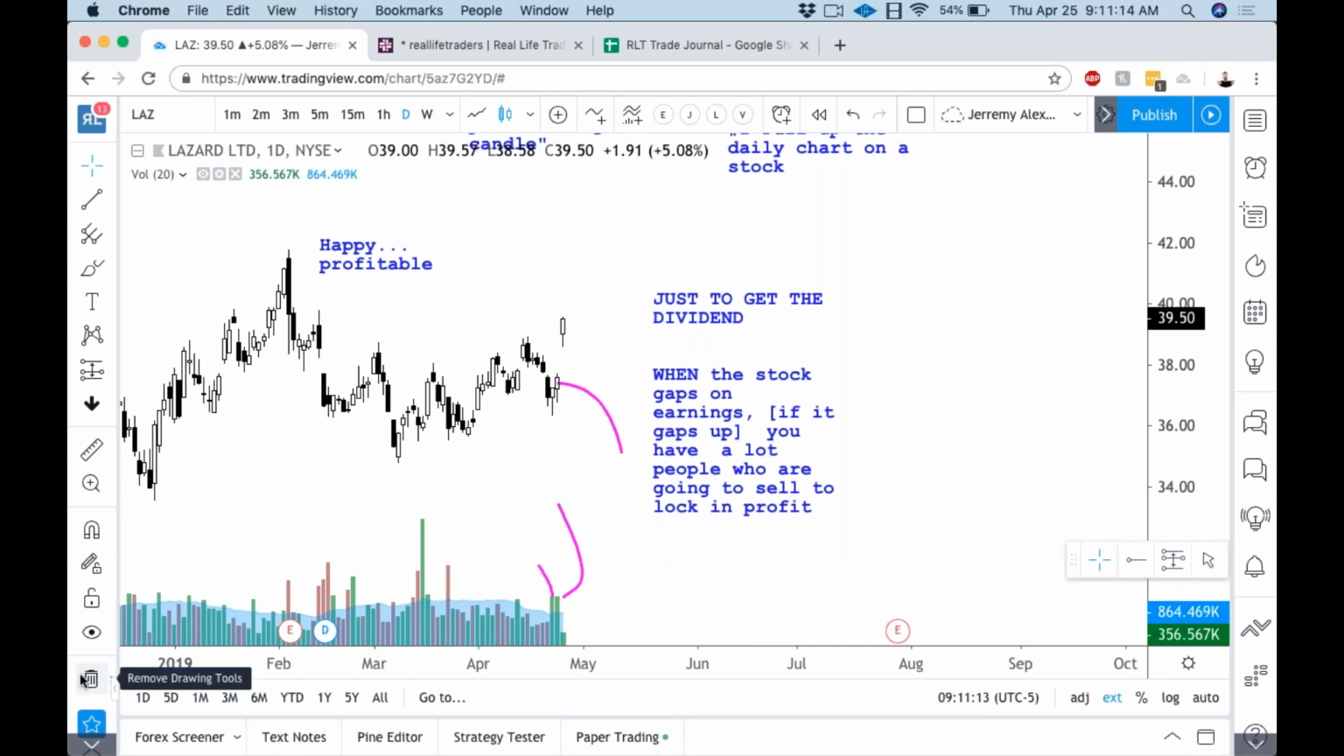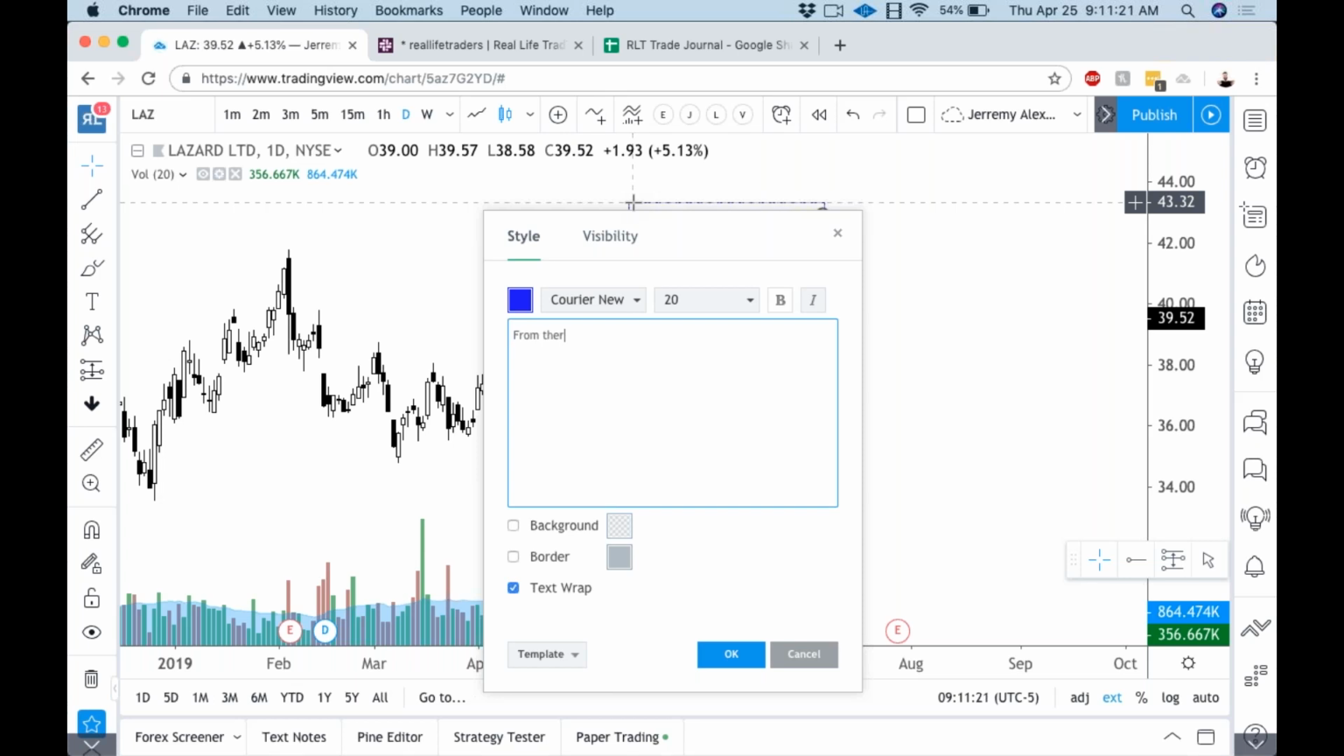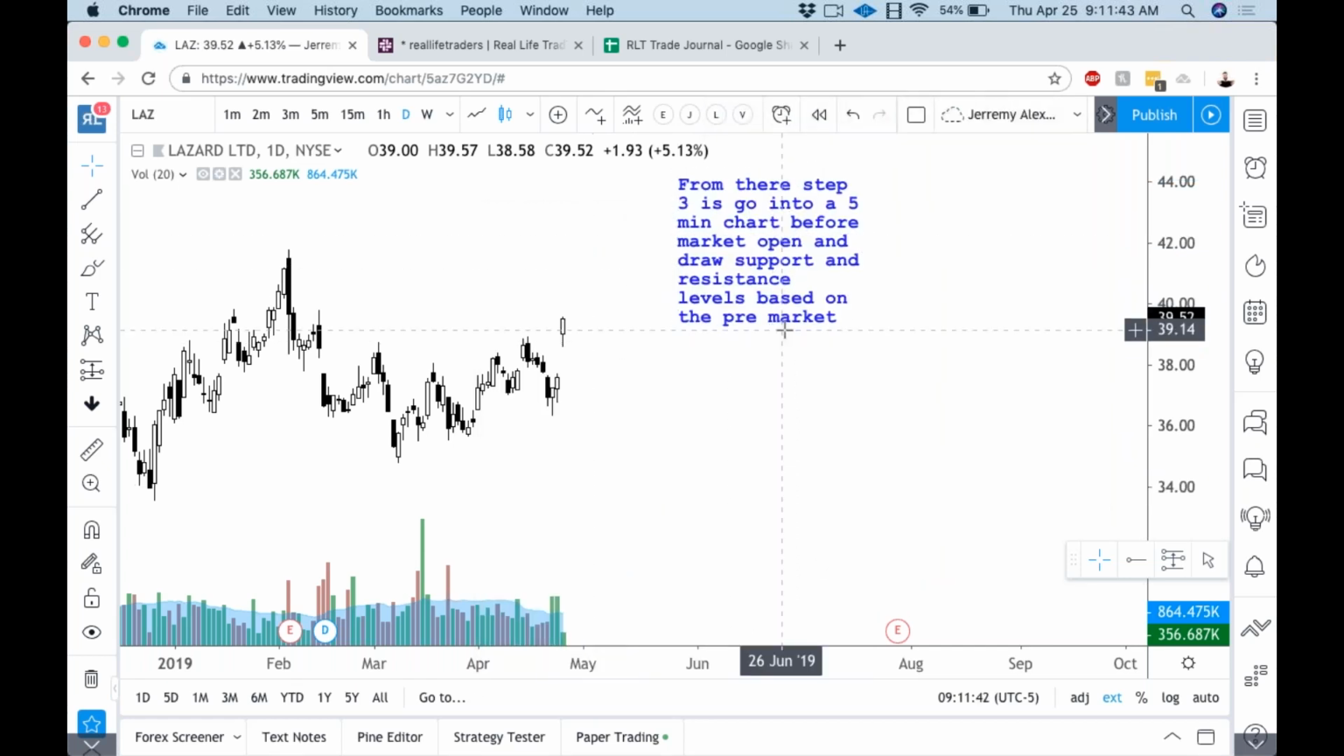So if step one is pull up the daily chart and analyze the gap, that's step two. Step three for me is actually pretty simple. From there, step three is go into a 5-minute chart before market open and draw support and resistance levels based on the pre-market. So step three is go into a 5-minute chart and pull it up and look at the support resistance of the pre-market levels.